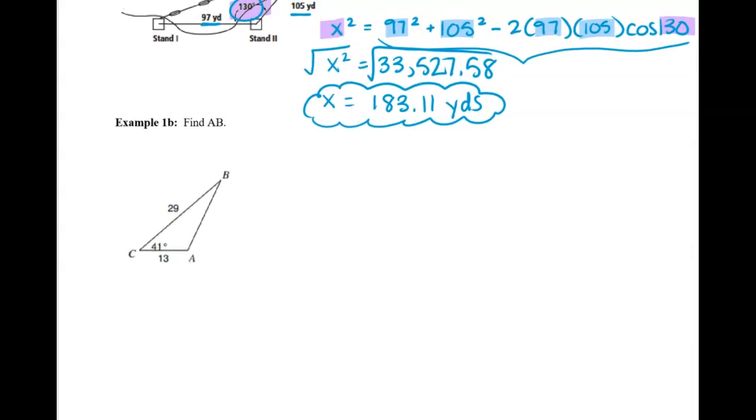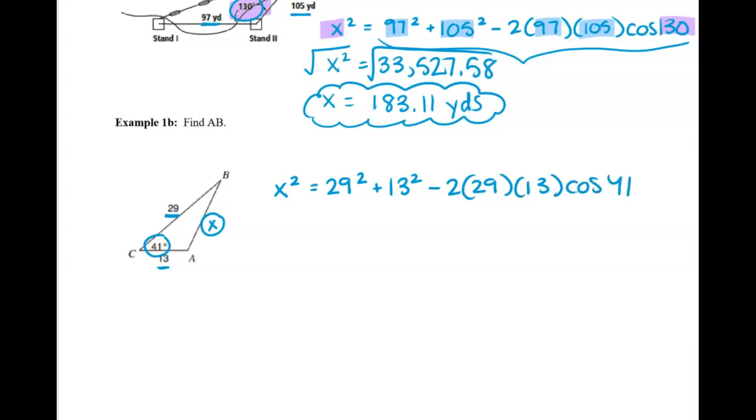The next example is a fairly straightforward one. We want to find AB. First thing we do, set up our pair. So AB, I'm going to call that X. You can call it whatever you want. Opposite angle is 41. Then our other sides, or our A and B, are 29 and 13. So to set this up, X squared equals 29 squared plus 13 squared minus 2 times 29 times 13 cosine of 41.